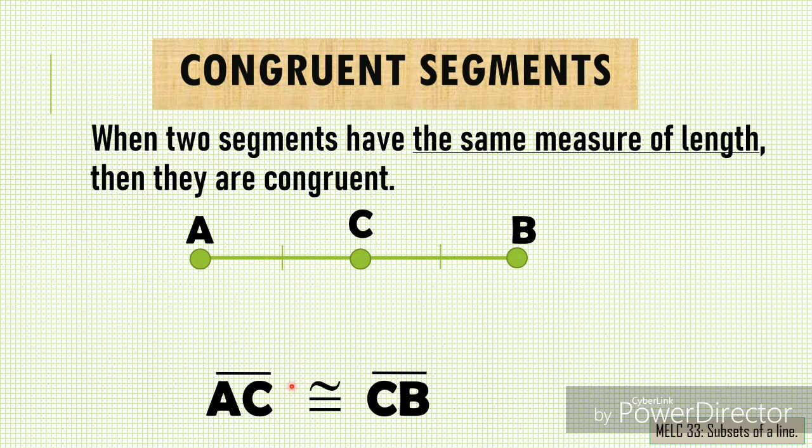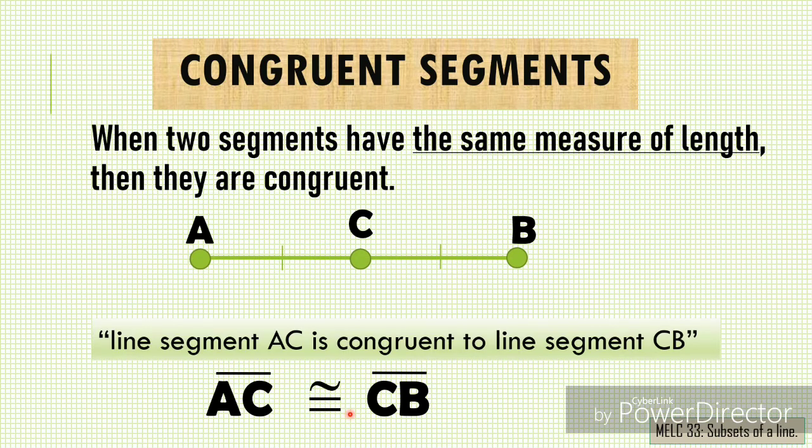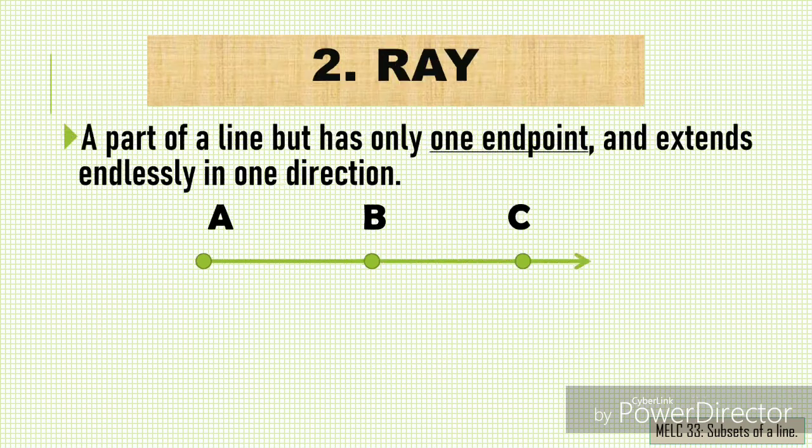So, ganito yung symbols ha, sa congruency. May parang equal sign, tapos parang yung N na symbol. Okay? So, similar kasi yung symbol na ito sa mathematics. Similar sila in figure, yung itsura niya, tapos equal ang measurements. So, ayan, congruent. Pag binasa natin, this is line segment AC is congruent to line segment CB. Do you follow? Good. Let's have the second subset of a line, which is ray.